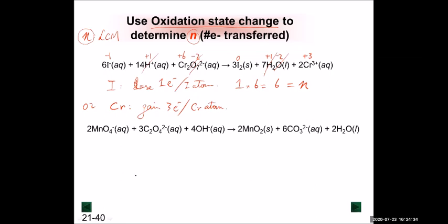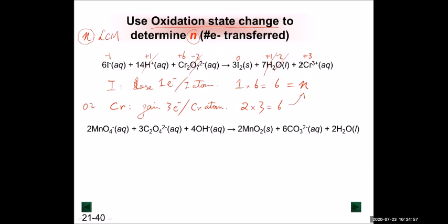Each chromium gains 3 electrons per atom, and in this balanced equation there are 2 chromium. So the number of electrons transferred is 2 times 3. That should be the same number as I get from the iodine. And so this is how we determine the number of electrons transferred.